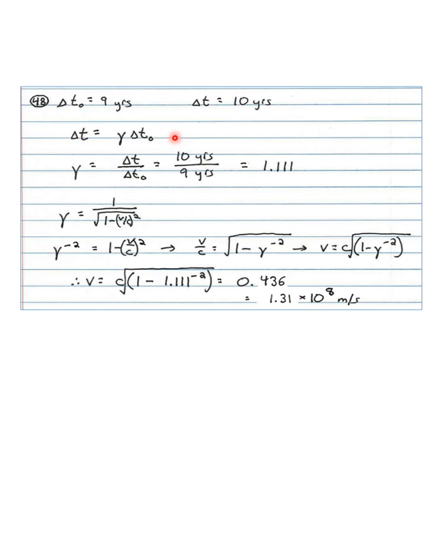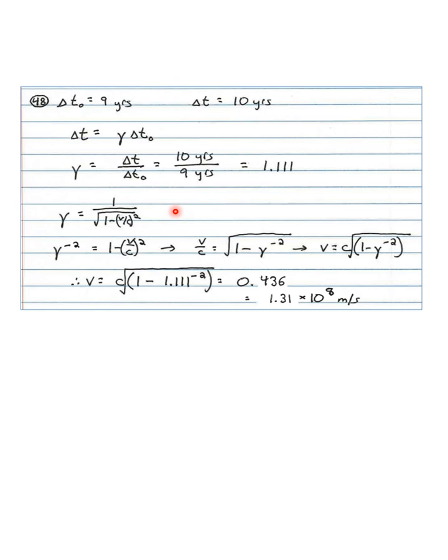Time is gamma times proper time, so we're going to solve for gamma in this case, 10 years over 9 years, which is 1.111. Now we want to see what speed is going to give us a gamma factor of 1.111. So I go through the algebra here. You can follow along. We start with gamma equals 1 over square root of 1 minus v over c squared.